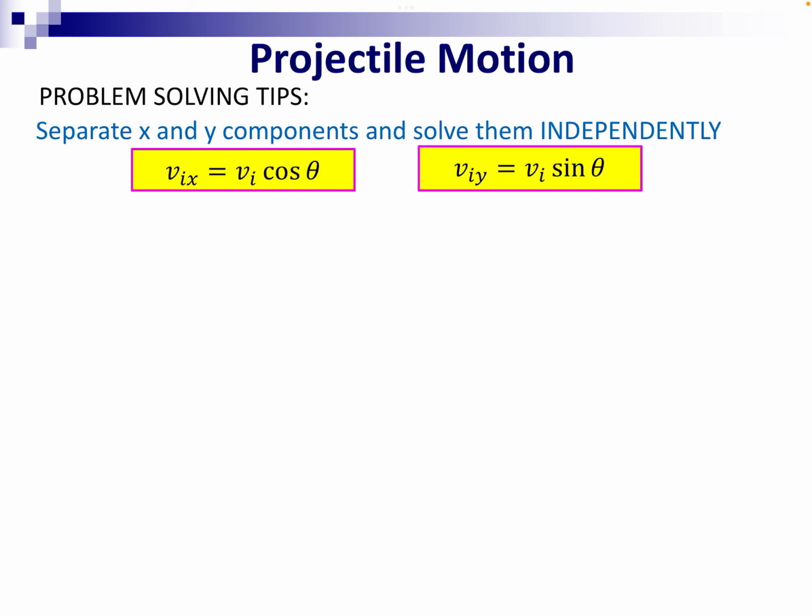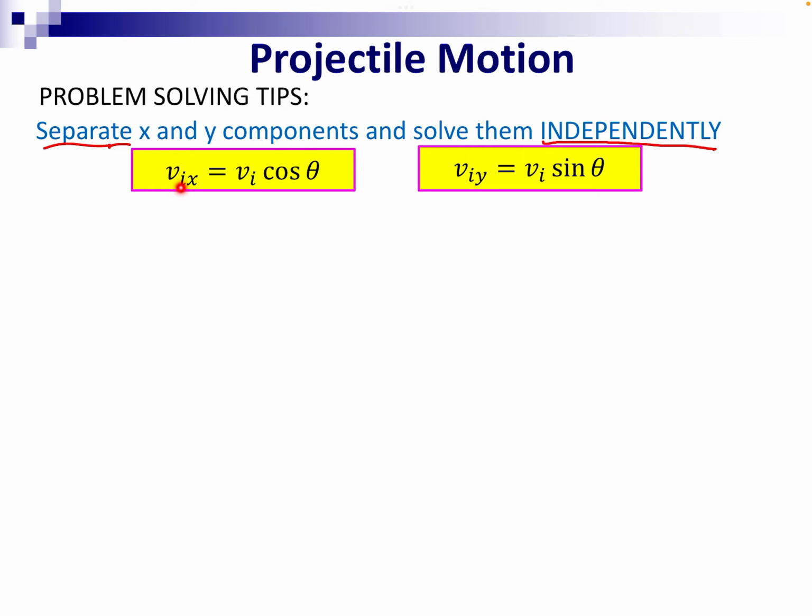Right, so the key idea, I cannot emphasize this a lot because once you have grasped this idea of treating the x and y components separately and solving kinematic equations independently for the x and y components, it really simplifies the analysis of projectile motion, right? Most of the time, I see students confused with projectile motion because they mix horizontal components with vertical components, right? Whereas the key idea is to separate the x and y components and solve them independently.